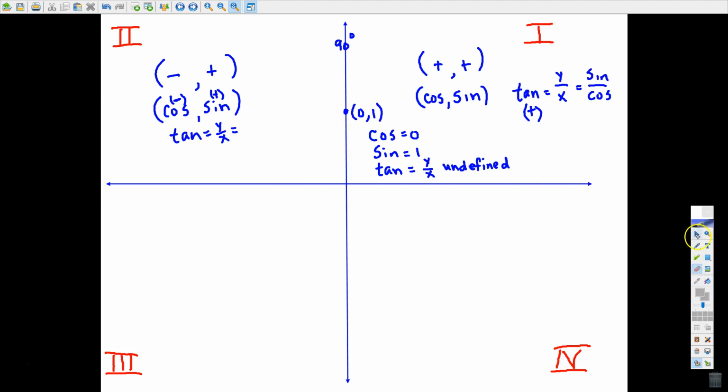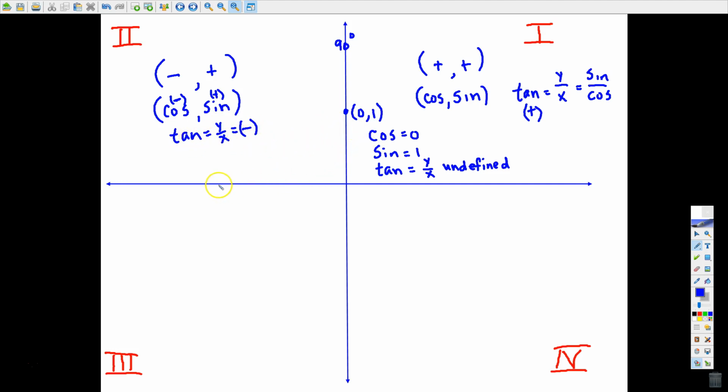Anytime you have positive divided by negative, that makes negative, so tangent is negative. Cosine is negative in quadrant 2, just like the x is negative. Sine is positive in quadrant 2, just like the y is positive. Tangent is the division of y over x, or you can think sine over cosine. In either case, a positive divided by negative makes a negative, so tangent is negative.